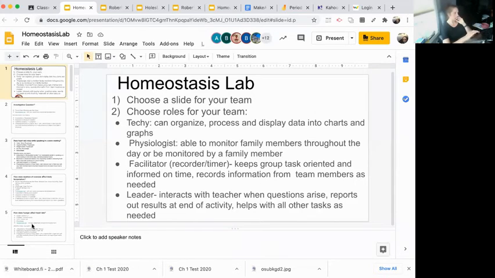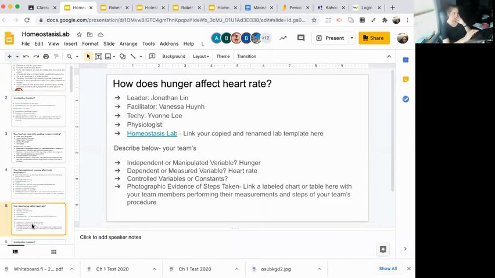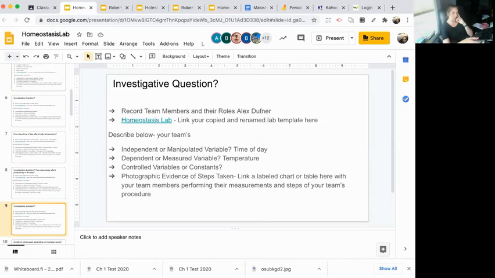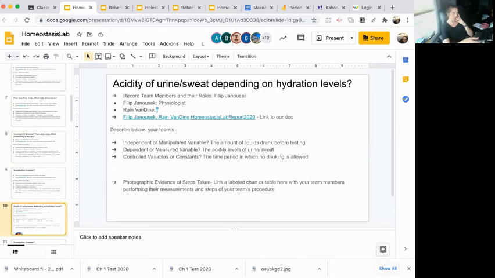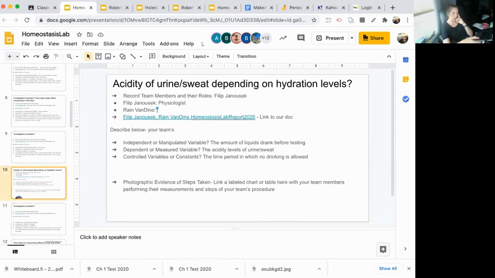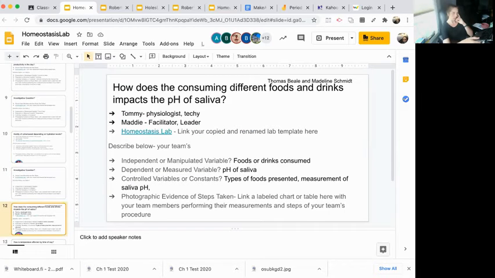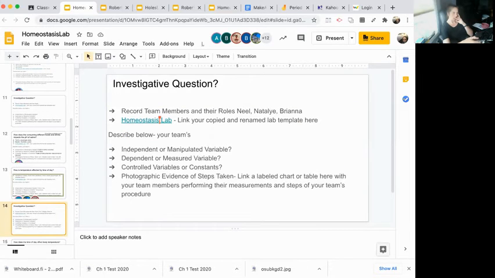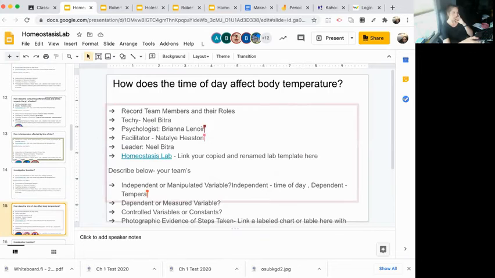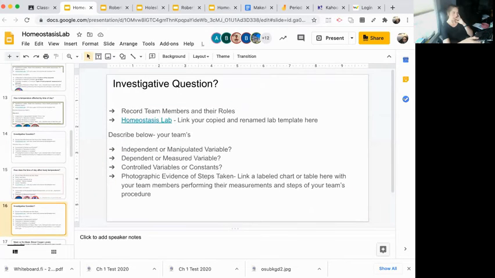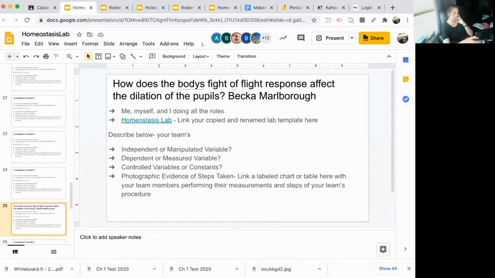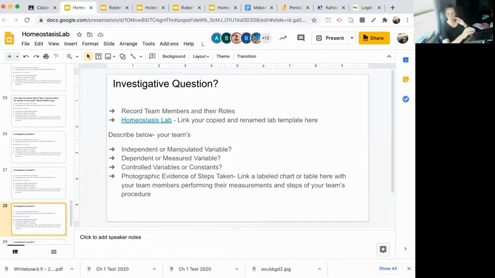But let me look and see if I see your names on here, because this lets me look at you working in real time in gallery view. I can see all of you. So I see Philip and Rain, good. And I see Maddie and Tommy, good. And April, Nushi, Grace and Eli. And Neil, Natalie, and Brianna. Okay, and Raquel, and Beck, it looks like I see most of you. Good.